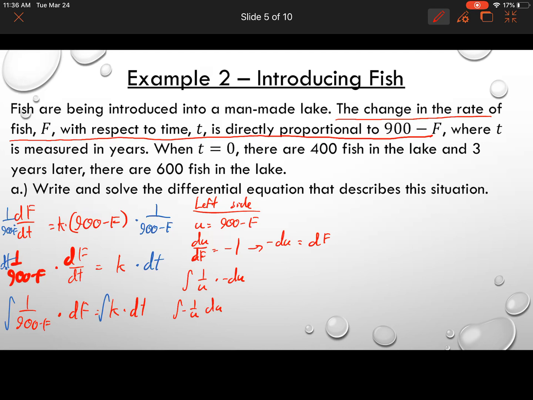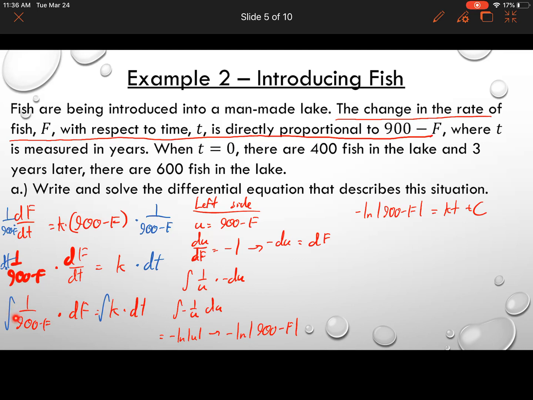The antiderivative of 1 over u, hopefully you remember at this point, is the natural log, or ln, of the absolute value of u, which, as soon as we substitute u back in, becomes negative natural log of the absolute value of 900 minus f. So that's the left side. If we bring it all together, we have negative natural log of the absolute value of 900 minus f is equal to kt plus c. So now I just have to figure out what c is equal to.